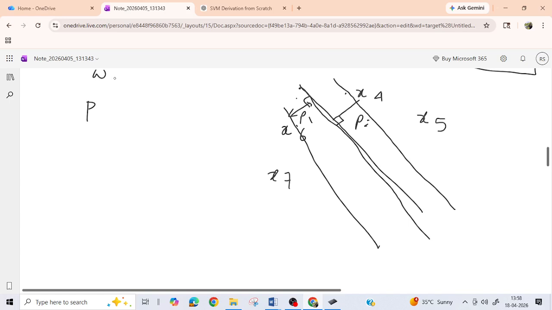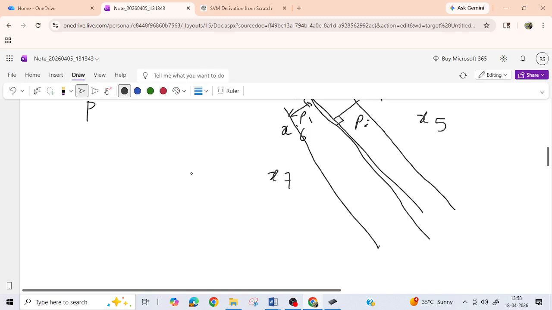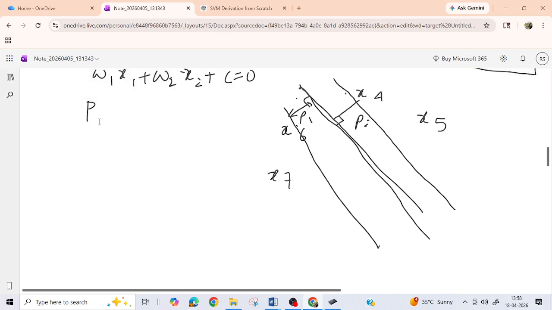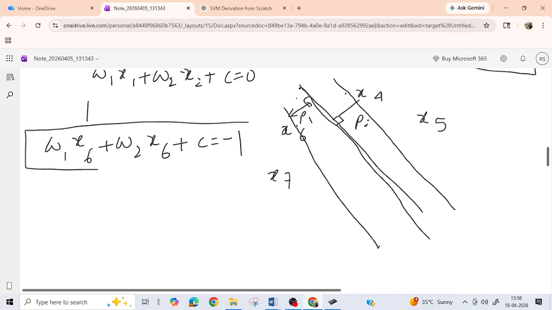We know the equation of the line is w1 x1 plus w2 x2 plus c equal to 0, okay? And what we are also saying is we want the support vector machine to be robust, right? So this particular line, the equation of the line crossing through x6, is w1 x61 plus w2 x62 plus c equal to -1, okay? And why is this +1 or -1? As I had shown, we want it to be robust. We could have taken any arbitrary number as well, but just to keep matters simple and consistent, we are saying that this particular number should be 1 or -1 as the case is.